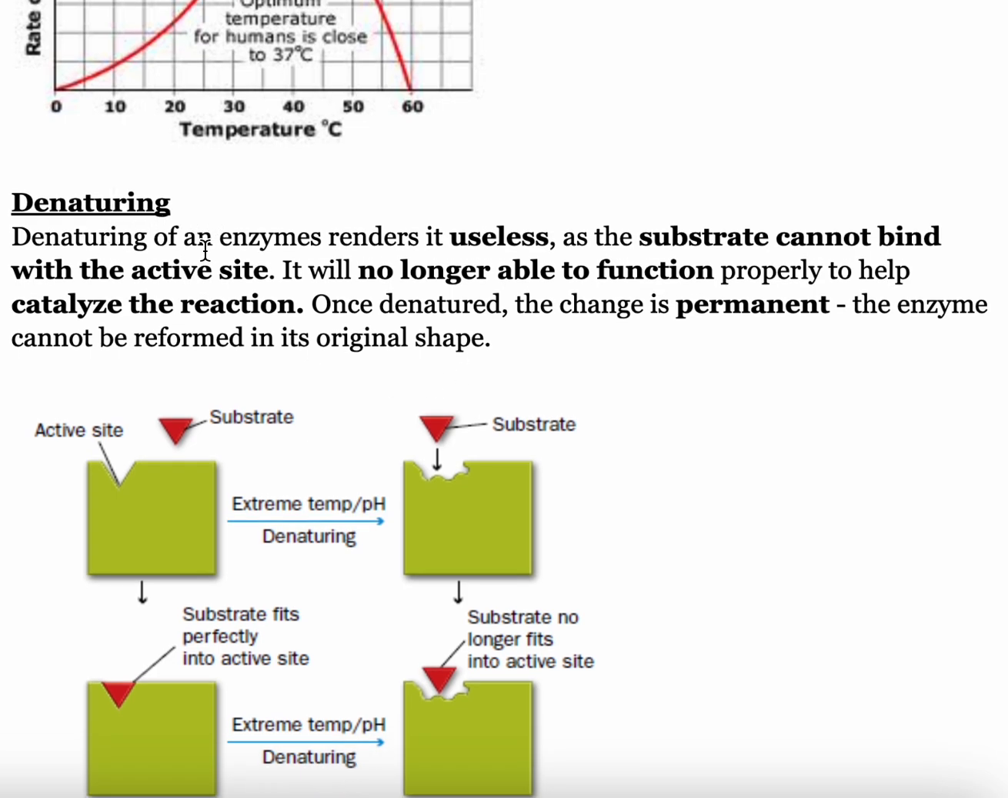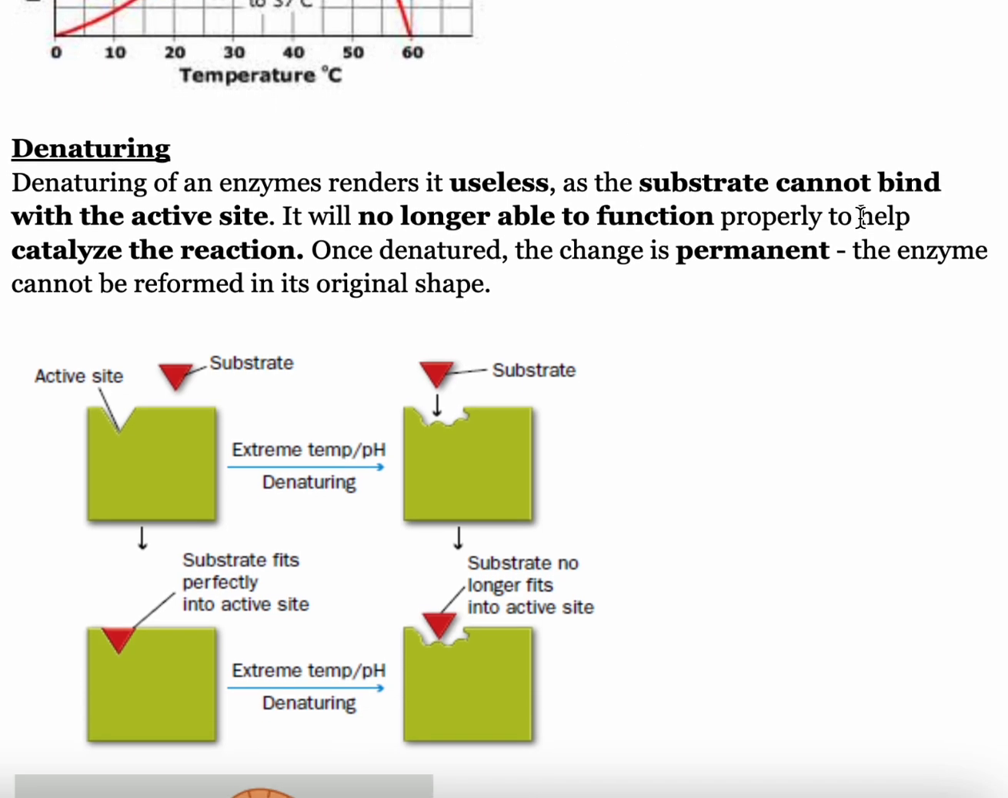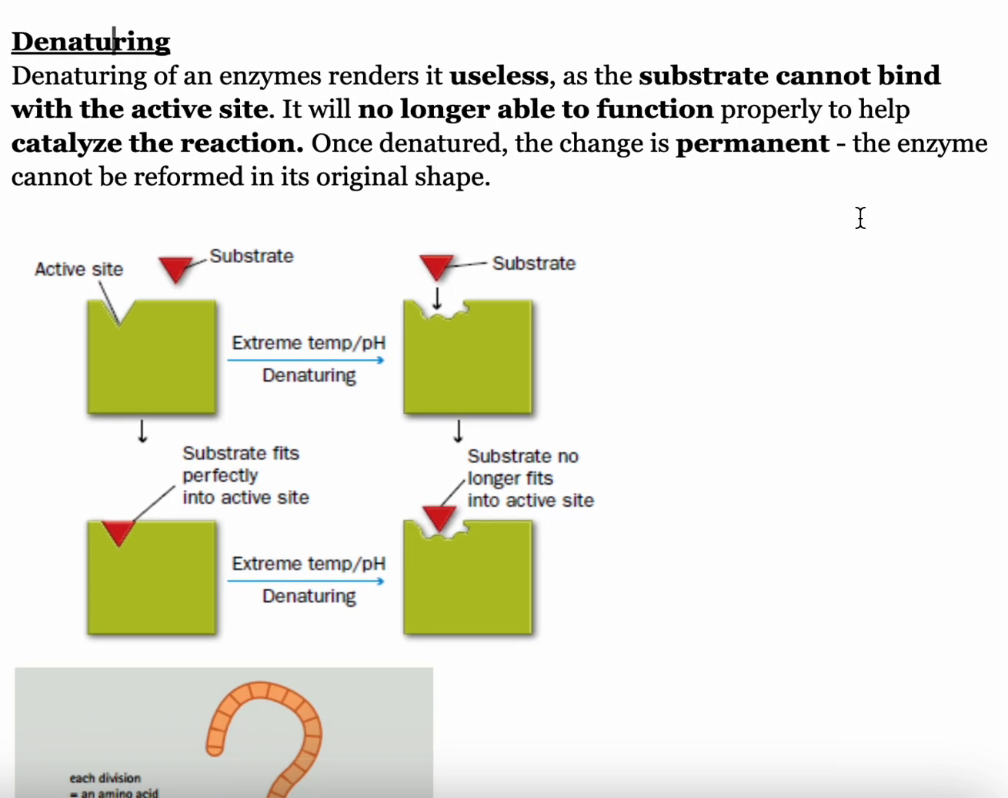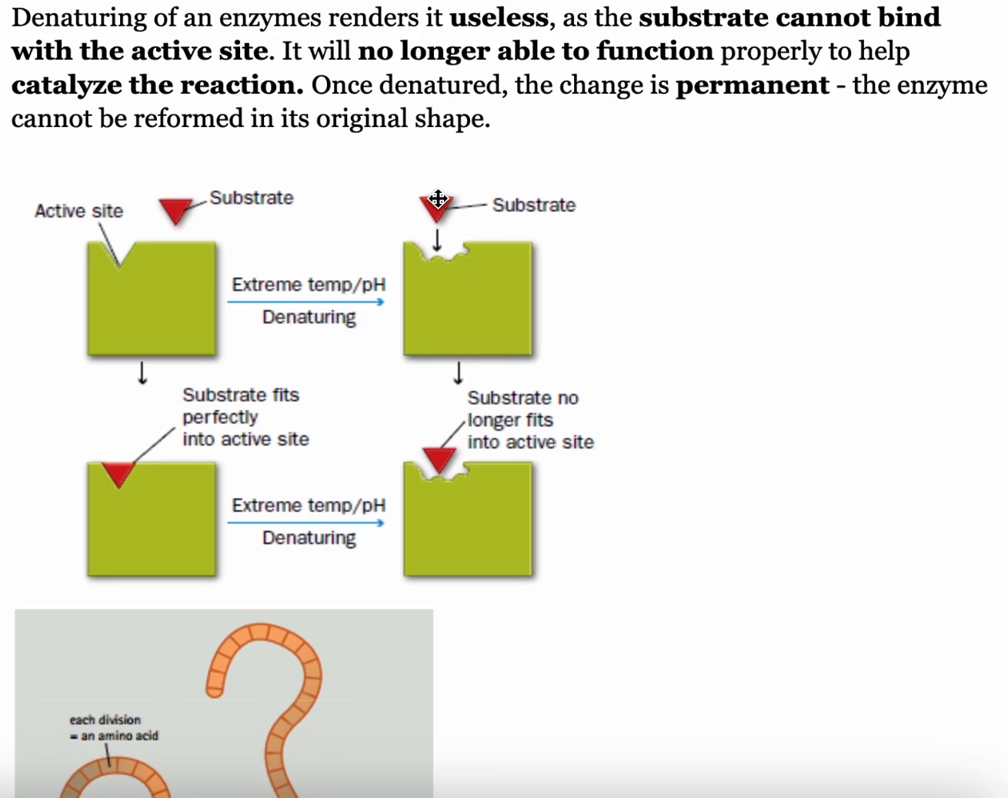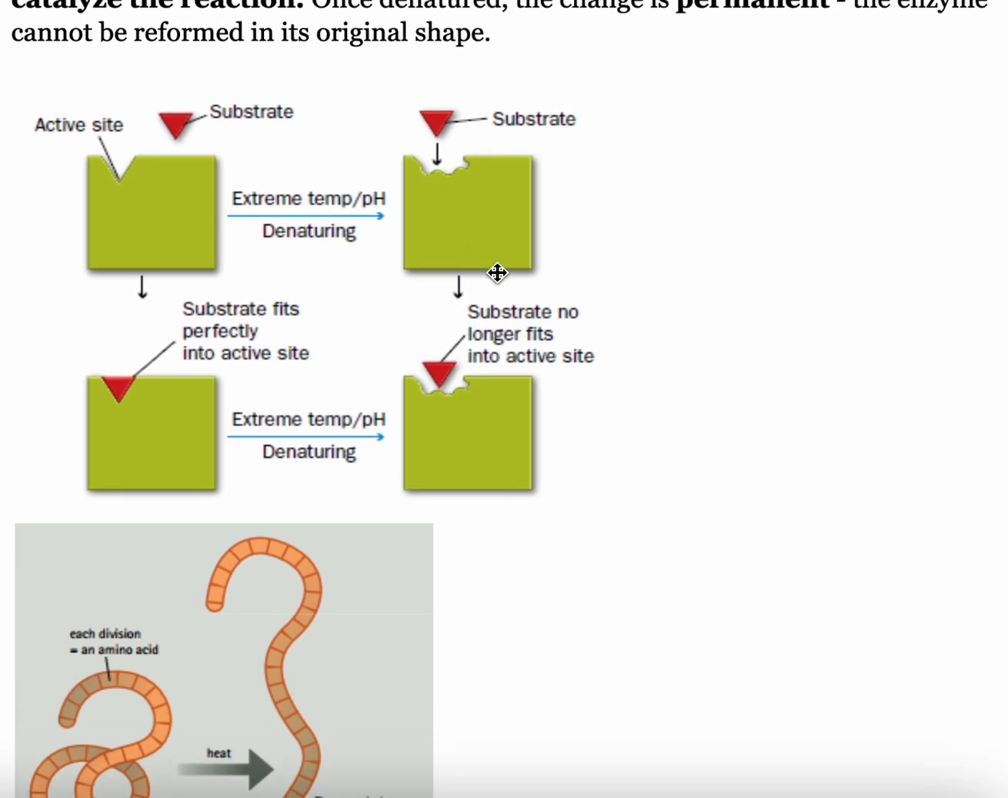Denaturing of an enzyme renders it useless because the substrate cannot bind with the active site. It will no longer be able to function properly to help catalyze the reaction. Once denatured, the change is permanent. The enzyme cannot be reformed back into its original shape. As you can see here, it denatured and it can't fit back in.